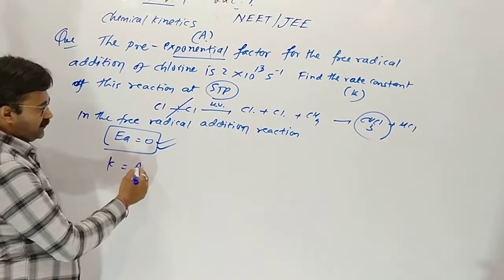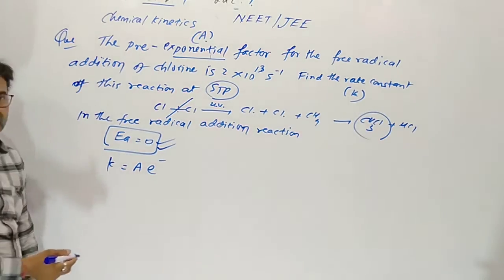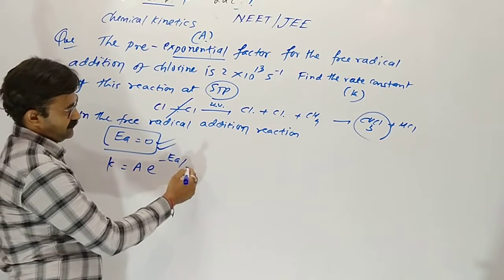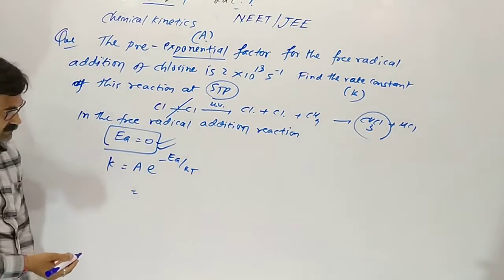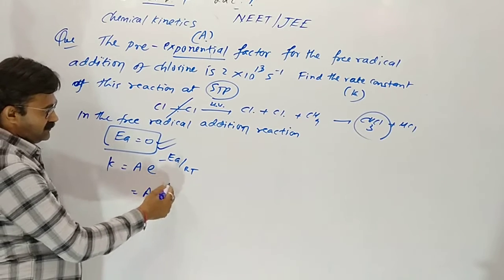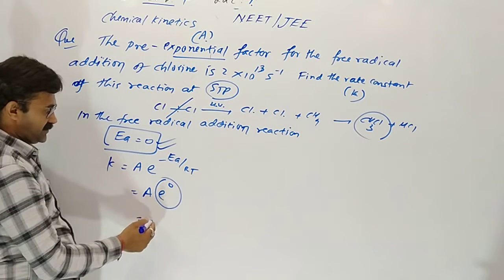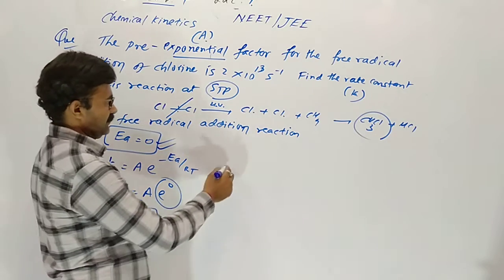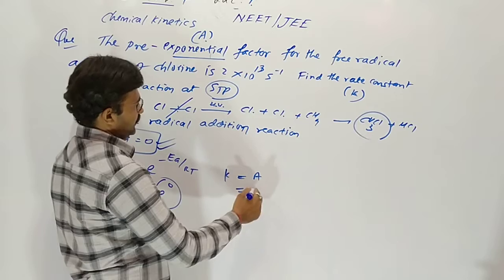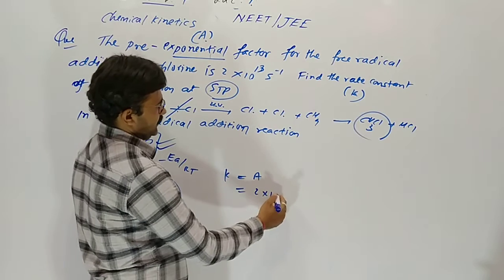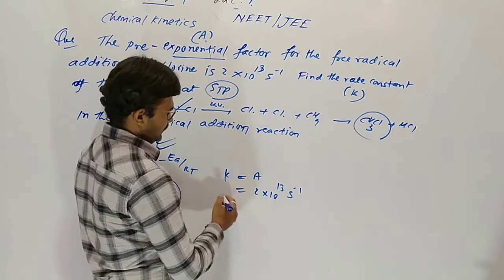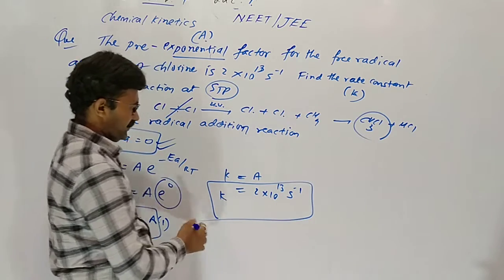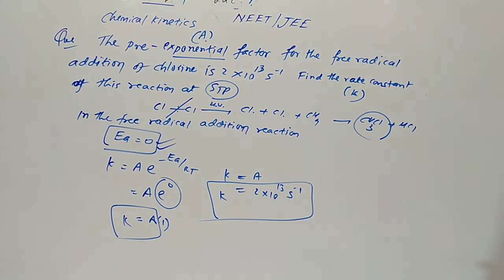So here k equal to A e raised to minus Ea upon RT. Ea is 0, and whenever the exponent is 0, the value will be 1. So here k equal to A. So k equal to A means 2 into 10 raised to 13 second inverse is our k. Very simple question. Understood?